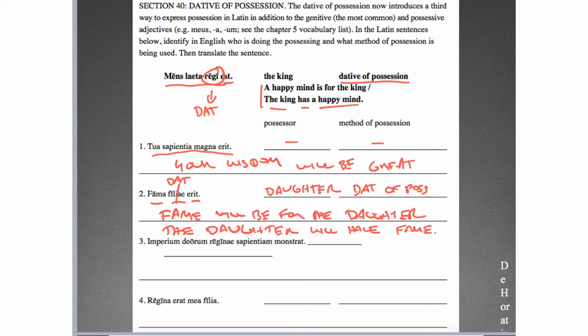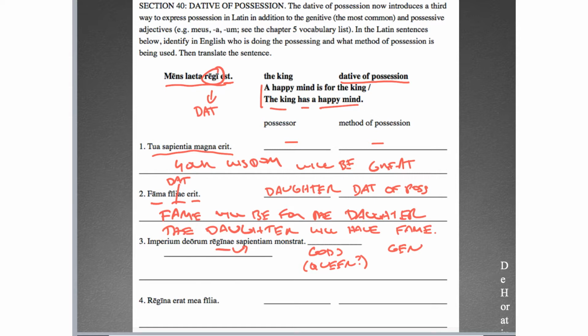You can't really tell in terms of reginae. With that ending, it can go either way. Monstrat can take a dative, an indirect object, or you can read it as genitive with sapientiam. Either one is correct. Either way, the possessor is definitely going to be the gods, and it might be the queen, depending on your reading. And the method of possessing is the genitive, showing possession.